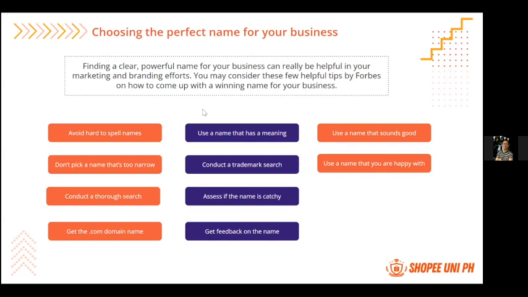So you may consider these few helpful tips by Forbes on how to come up with a winning name for your business. Okay, so number 1, avoid hard to spell names. Okay, so yung mga pangalan ng mga batang binibinyagan recently, yung mga priests, sila father, naku-confuse na sila, nagkakaroon na ng mga typo errors sa mga birth certificates, kahit sa baptismal certificates, kasi ang complex na ng mga spelling ng mga pangalan ng mga bata ngayon.